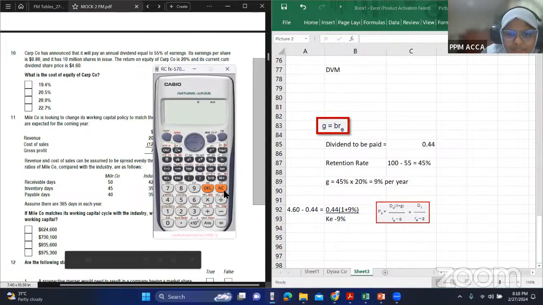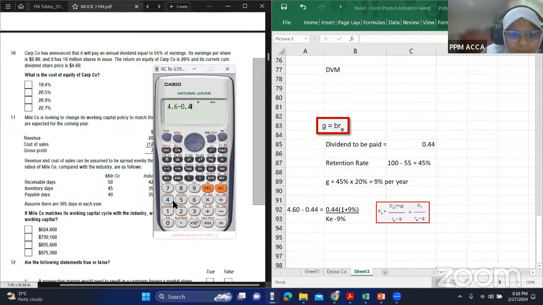Okay, so then you can put this in your calculator. It will look like this: 4.6 minus 0.44 should equal 0.44 times 1 plus 9% over Ke, which is alpha x because we don't know that figure, minus 9%. Always don't waste time rearranging and stuff, okay? So Ke will be 0.205. So we're talking about 20.5%.